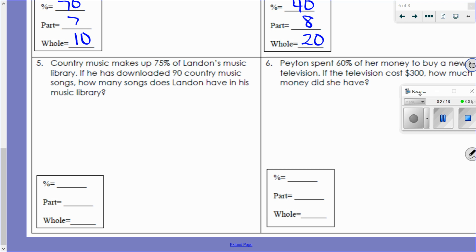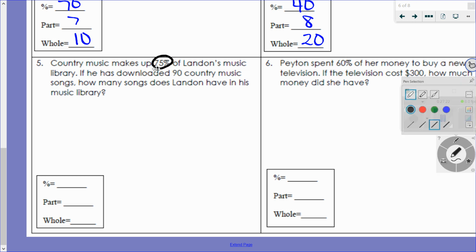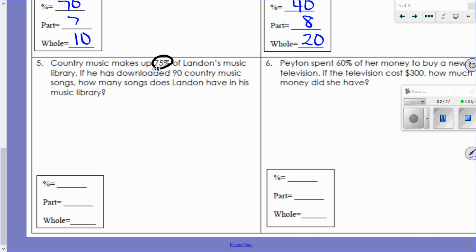Country music makes up 75%. There's a number of Landon's music. We just gave you another key term today. 2 of them is and of. So I know that of is important, Landon's music. If he has downloaded 90 country, there's a number, country music songs, there's a label. How many songs does he have in his music library? There's our question. So we box it. Is that hard to do? No. So why do you continue to refuse to do it? Blows my mind. We've given you this as an easy setup.